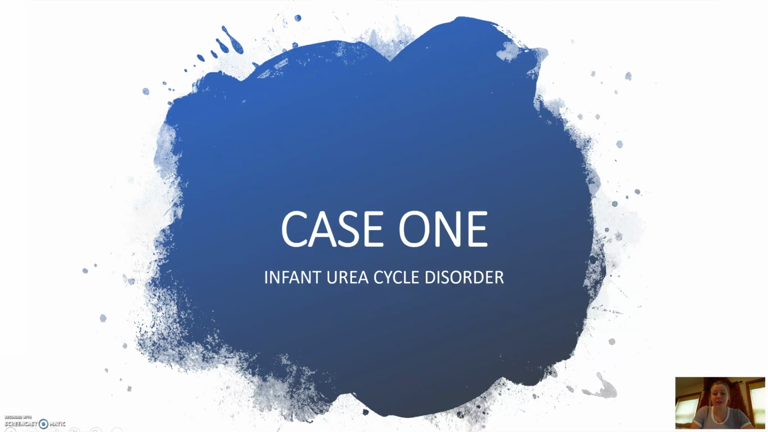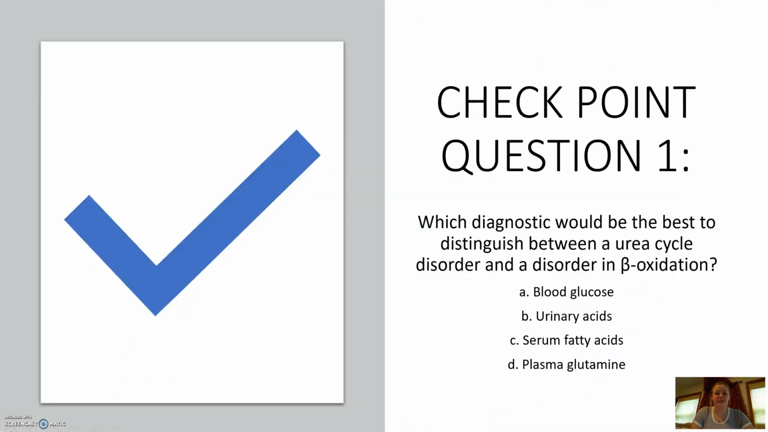So our first checkpoint question for this case is which diagnostic would be the best to distinguish between a urea cycle disorder and a disorder of beta oxidation? And our options are given below: A, B, C, and D.